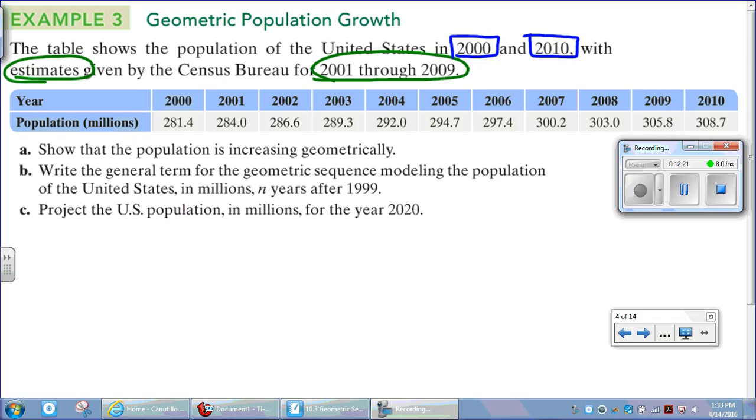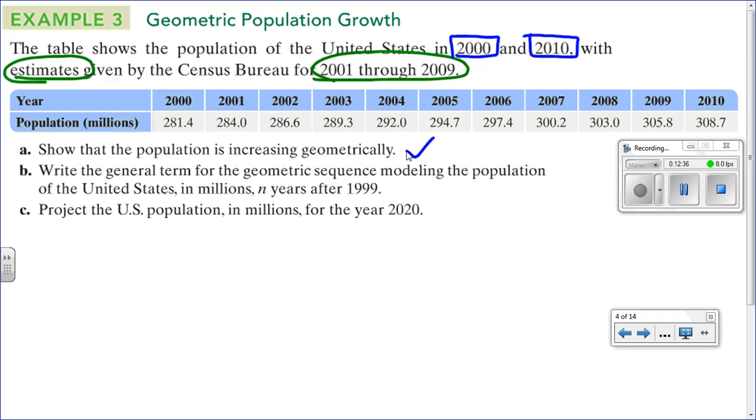So the example is geometric, and they are using a common ratio to estimate the growth. So what we're going to do first is show that the sequence is geometric. Now, I already told you, but to verify, I might be wrong. So for A, how could we verify it's geometric? Plug it in. Where? 2001 over 2000, and then you say multiply it.